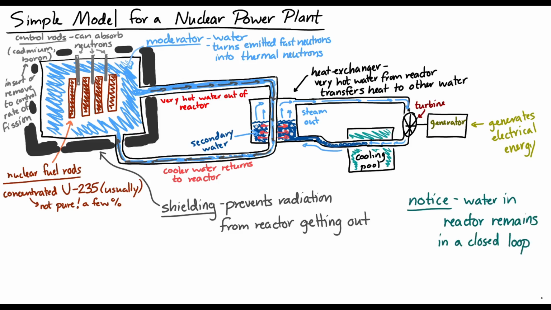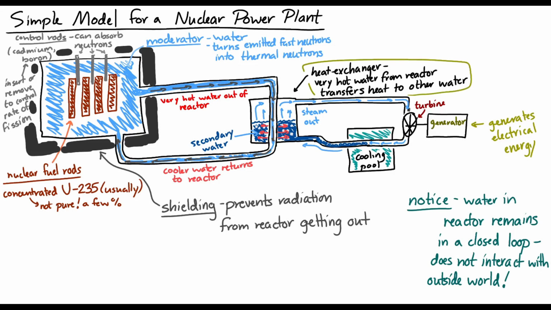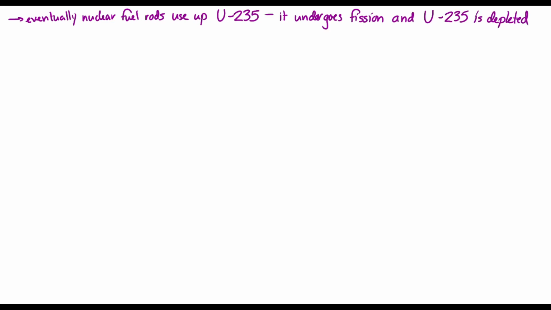The water that's inside the reactor and all the material that's inside the reactor is not allowed to interact with the outside world. The only exchange is an exchange of energy. So that water never leaves the cycle. It transfers energy through the heat exchanger, but the water that is in contact with the reactor never leaves that closed loop. Now eventually the nuclear fuel rods use up the uranium-235. The uranium-235 contained in them undergoes fission, and there's not enough uranium-235 to be used as fuel rods anymore.